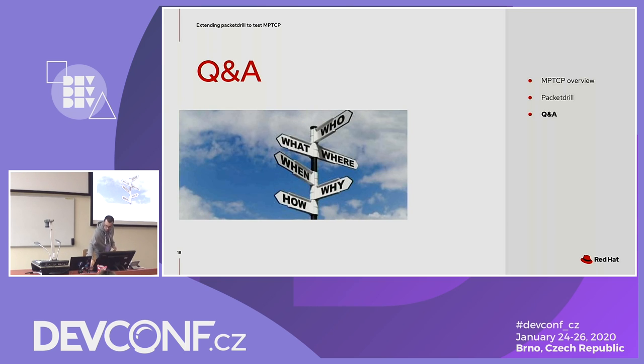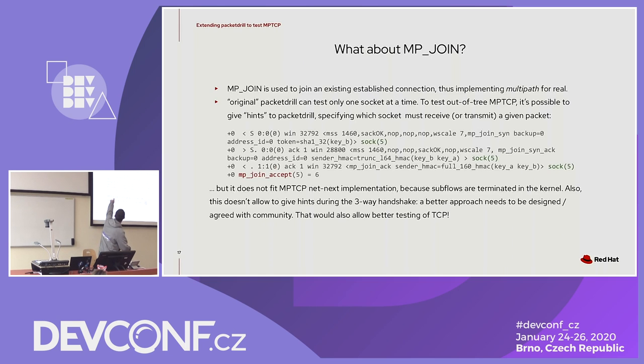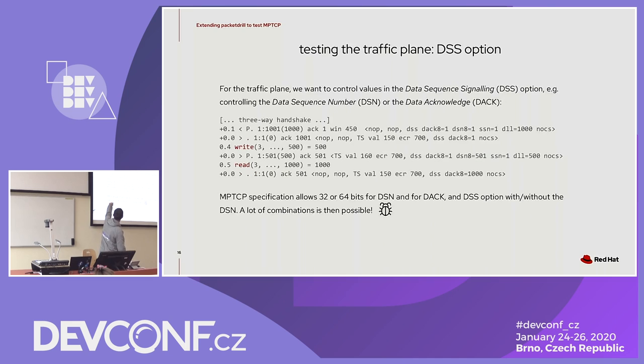But if you look at this one, doing a write or read with Scapy is not that easy. You can build a packet and inject it over a raw socket, but you cannot test the system calls. So the advantage of Packetdrill is that you test packets and system calls together.